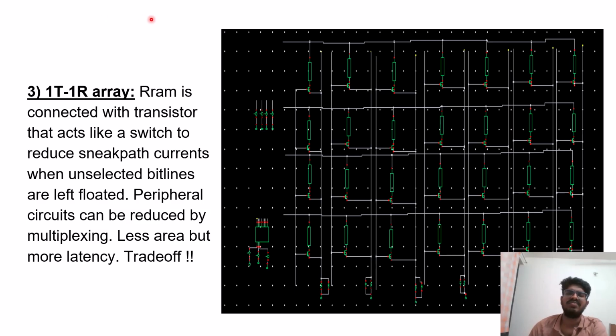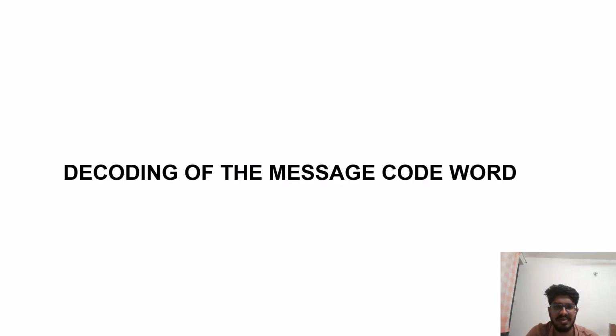This 1T1R configuration reduces the formation of sneak paths. So this configuration can result in multiplexing. We can access only one bit line at a time, but also reduce the sneak path currents. So we can reduce the area.